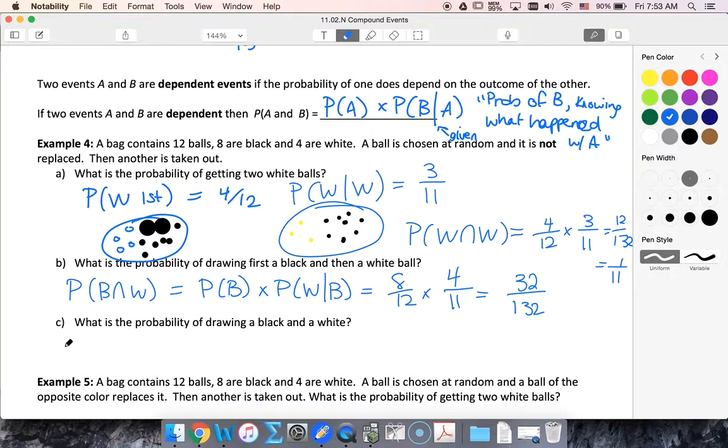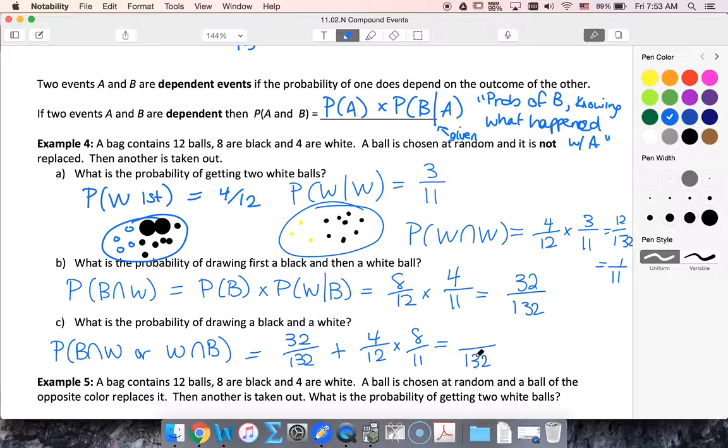So this one means I want the probability that I got black and white, or the probability that I first picked white and then picked black. So we know this one is 32 out of 132, but now I have to add the probability of doing the opposite. So getting white first is 4 out of 12, and then getting a black would be 8 out of 11. So that's also going to be 32 out of 132. So my common denominator is the 132. 32 plus 32 is 64.